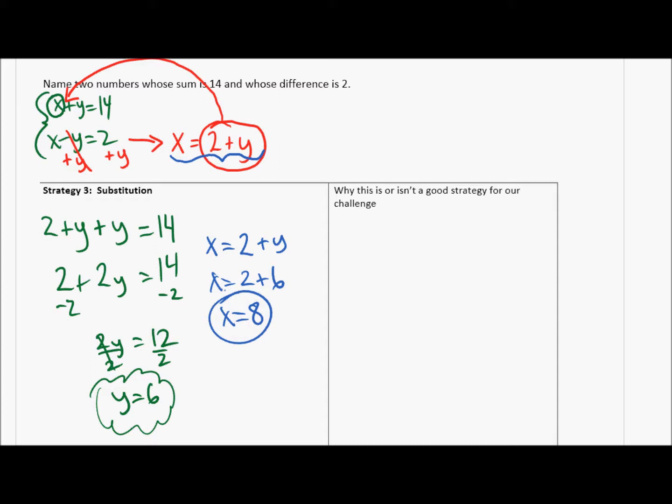Okay, so we solved the system using substitution, and do we think that would be a good method to solve our challenge? I think it probably would be. I think, you know, we'll have x plus y equals that first ugly number, and x minus y equals that second ugly number, and we could do this same sort of substitution, and I think it would work out quite nicely.